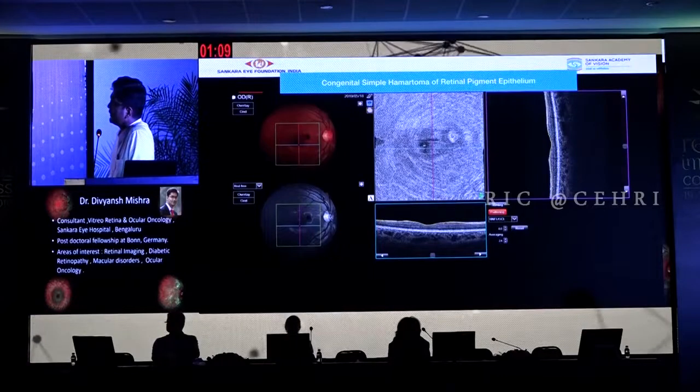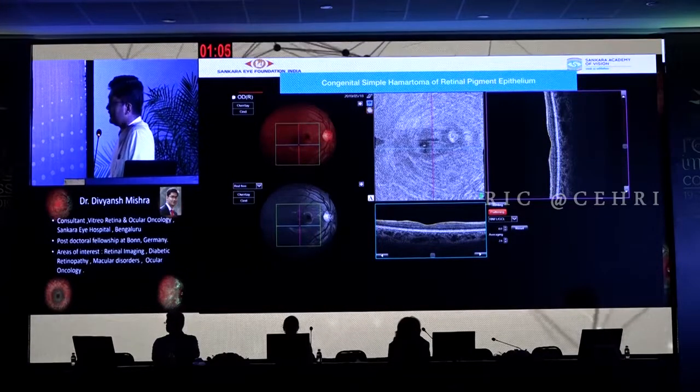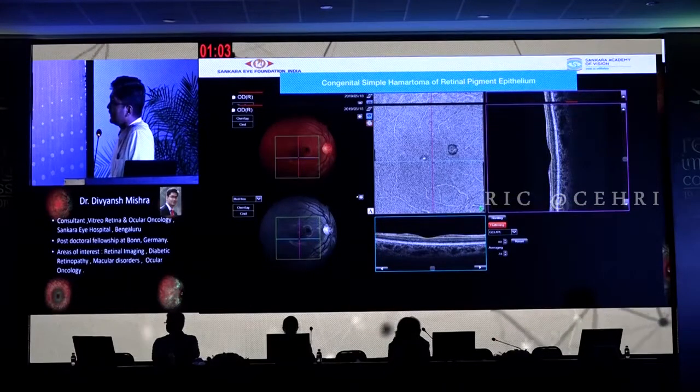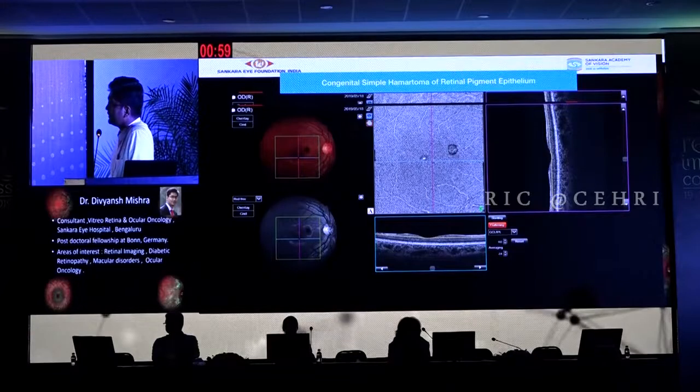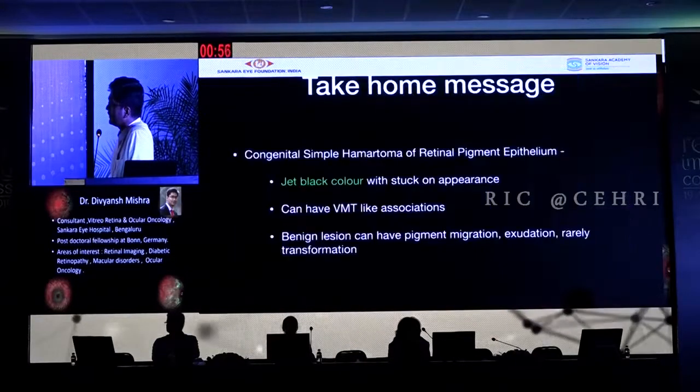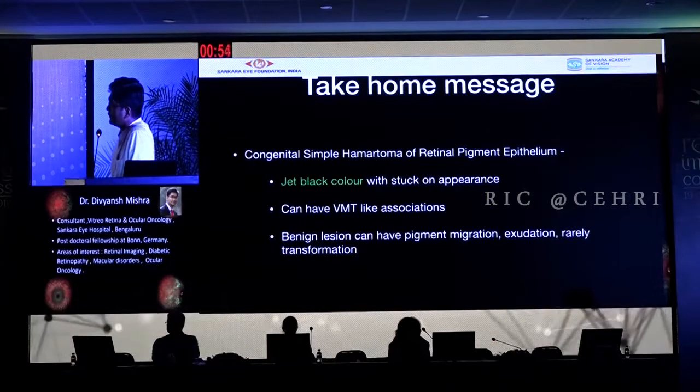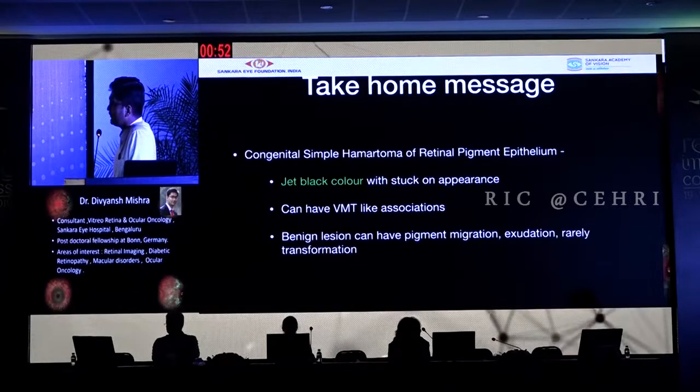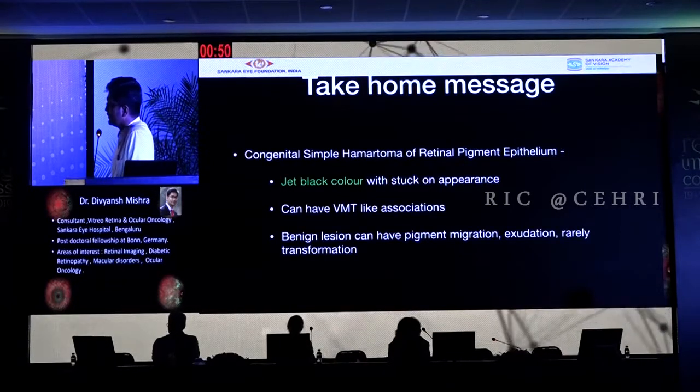So the diagnosis is clear-cut. In this case, it's a congenital simple hamartoma of retinal pigment epithelium, which is diagnosed by a jet black colored pigmented lesion, and it can be associated with VMT or can have pigment migration in the adjacent areas, exudation, and rarely transformation.